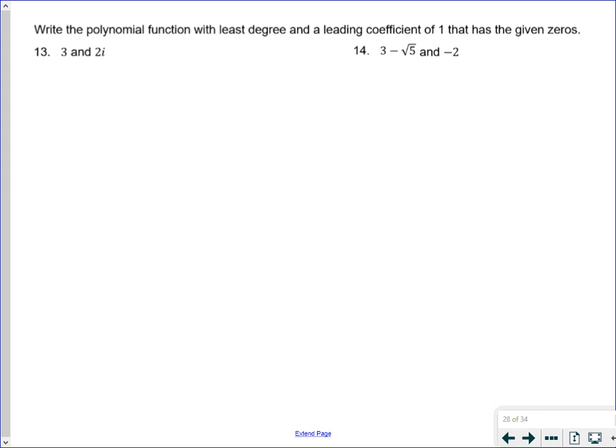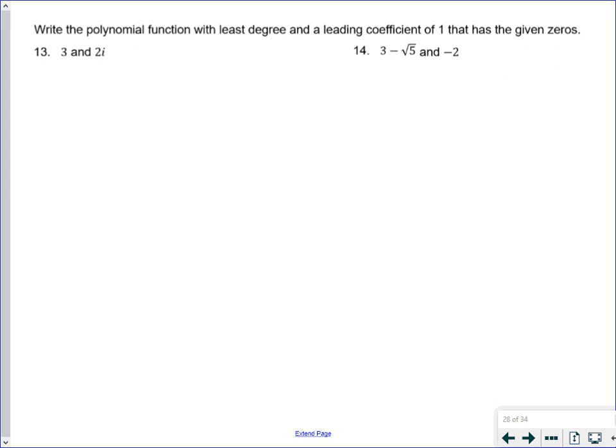This is going to be the second half of the Module 8 review, 13 through, I believe, 22. Yes, 22. So let's go ahead and get started. Number 13, or rather 13 through 18, we're told to write the polynomial function with least degree and a leading coefficient of 1 that has the given zeros. So we have 3 and 2i, for number 13.